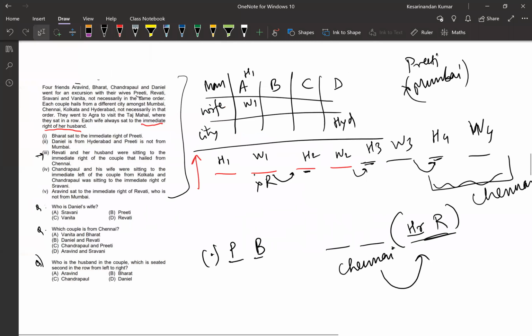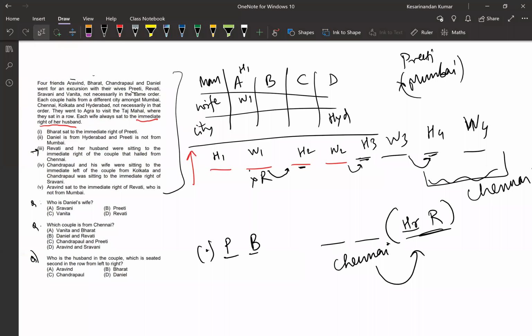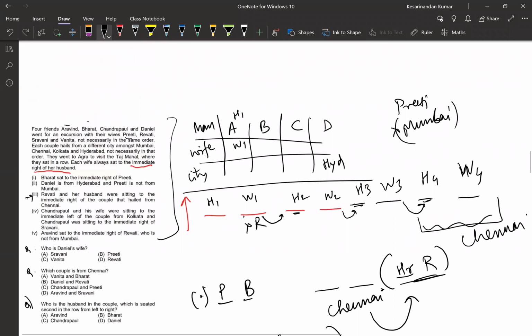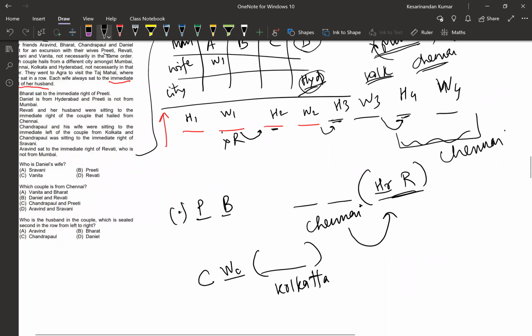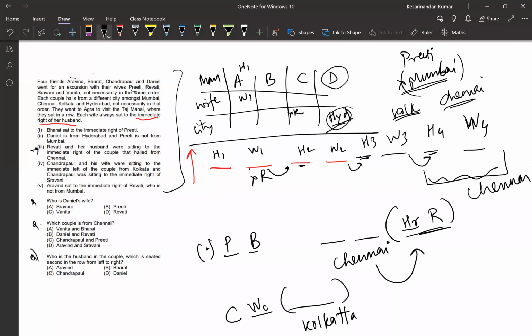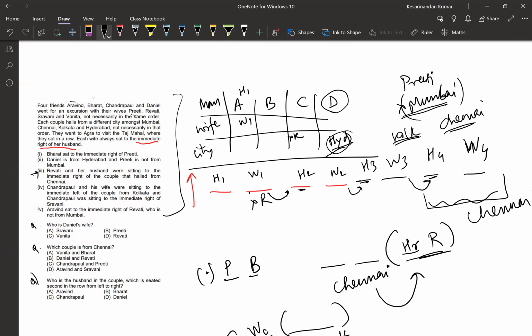Chandrapal and his wife were sitting to the immediate left of the couple from Kolkata. So we have Chandrapal and the wife of Chandrapal sitting to the immediate left of the couple from Kolkata. Fine. So what cities do we have till now? Hyderabad, Mumbai, Kolkata, and Chennai. Four cities. Perfect. We know D is from Hyderabad. Others we do not have knowledge of yet. But we can know one thing: Revati is not from Chennai and Chandrapal is not from Kolkata. So there won't be any Kolkata here. Once you start getting such clues, eliminate those options. So Kolkata cannot be here. Kolkata can be from A or B.